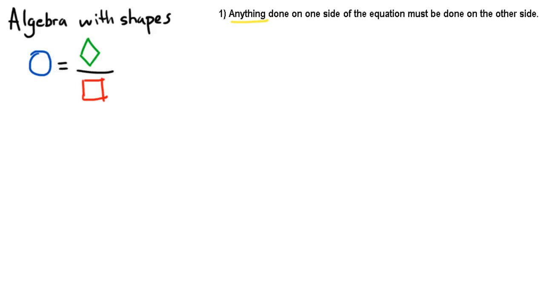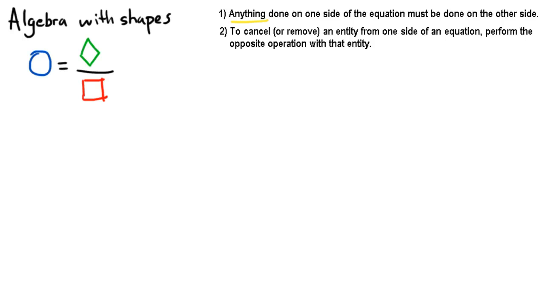The second principle is to cancel or remove an entity from one side of the equation, perform the opposite operation with that entity. The opposite, okay? And so we know the opposite of division is multiplication. We know the opposite of addition is subtraction. And so if you want to remove an entity, when I say entity, I mean a shape, a number, a variable, anything like that, you want to get rid of it on one side, then you're going to have to just do the opposite operation. All right? So those are the two things we're going to be utilizing.